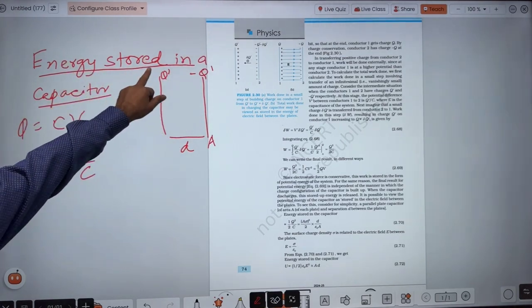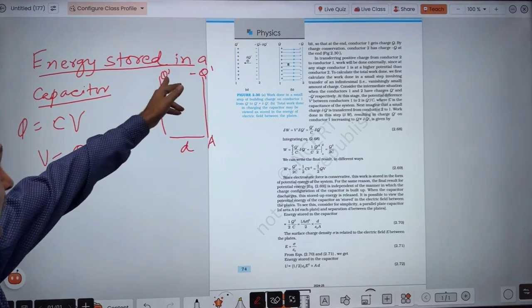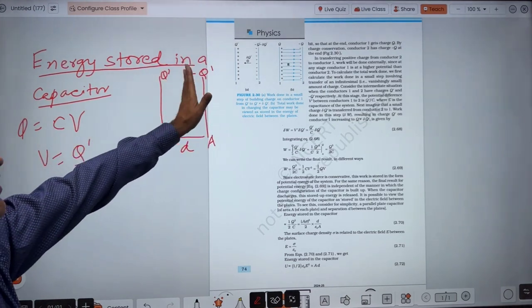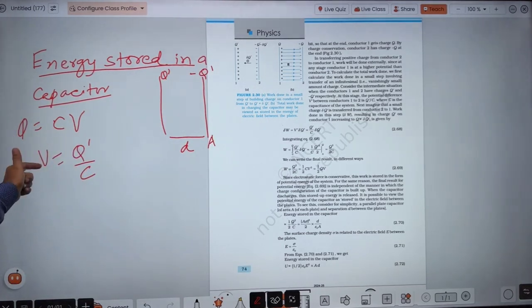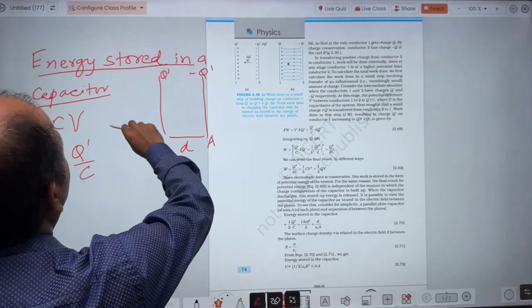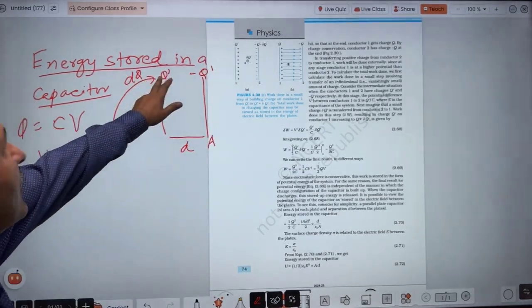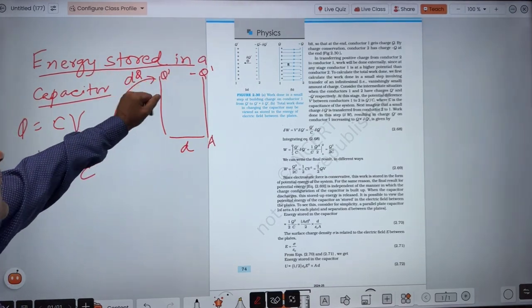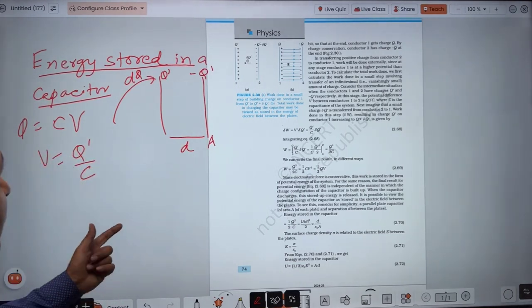Initially, the plates are given charge. The first plate is given positive charge plus Q dash. So negative charge minus Q dash will be induced on the another plate. So due to that, from Q equal to CV, we will get potential. So V equal to Q dash upon C. Up to here, there is no problem. Now, what we want to do? We want to give further charge dq. And since Q dash is of same nature, positive, and this is positive, so some work is to be done when further charge is given. And that work done is stored in form of potential energy.